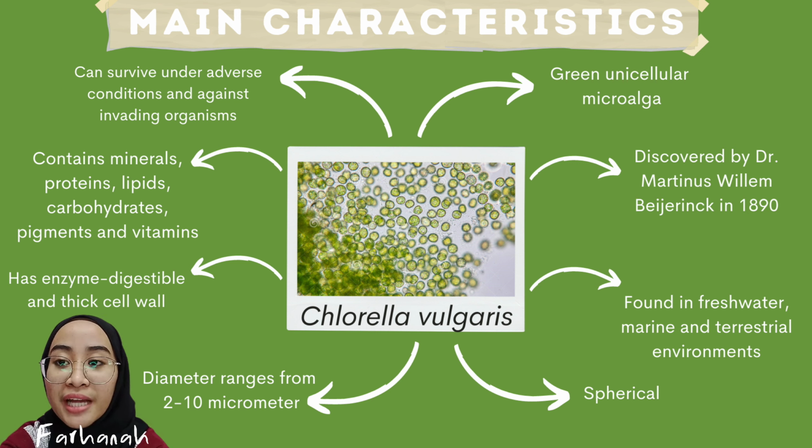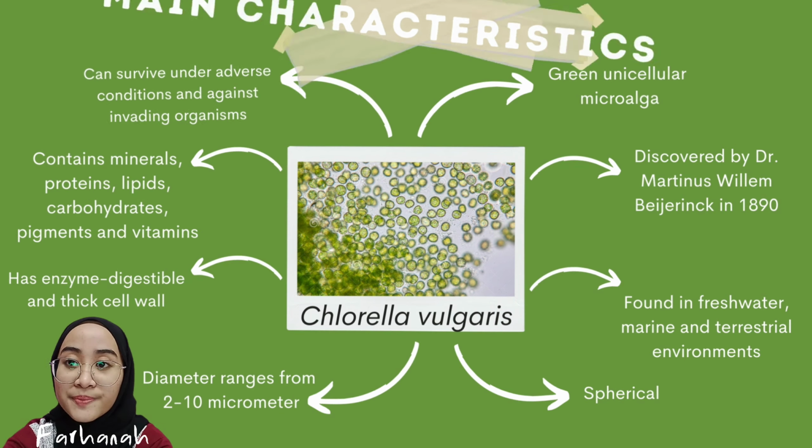Next, the spherical green alga has a diameter ranging from 2 to 10 micrometers. It possesses an enzyme-digestible, thick cell wall of 100 to 200 nanometers. What makes this species a nutrient-dense source are the high levels of minerals, proteins, lipids, carbohydrates, and pigments, mainly chlorophyll and carotenoids, and a range of vitamins. Finally, Chlorella vulgaris can survive under adverse conditions and against invading pathogens such as bacteria, fungi, and viruses.